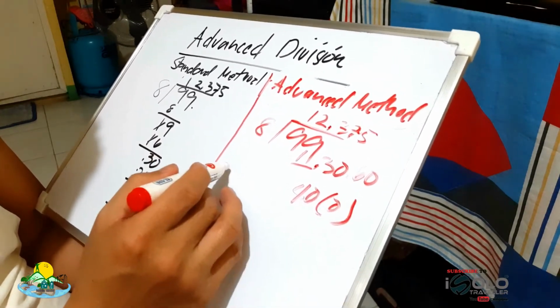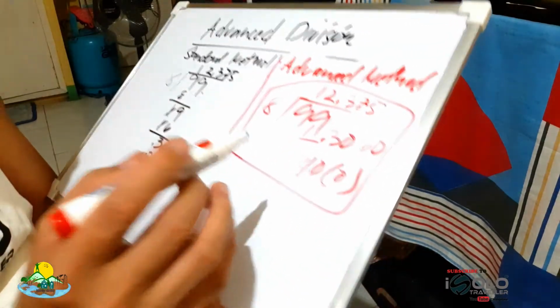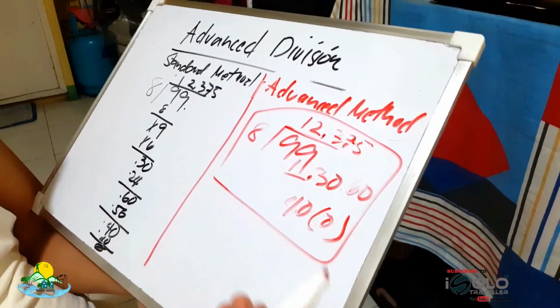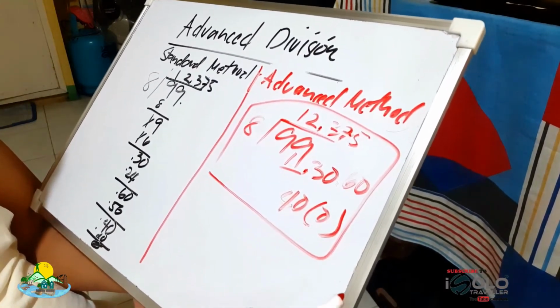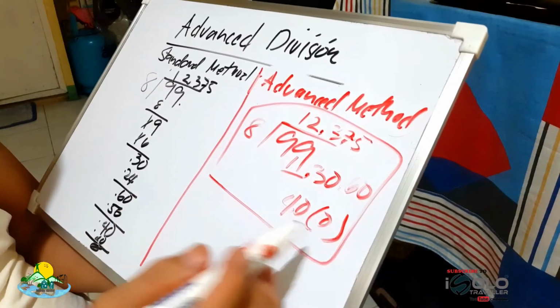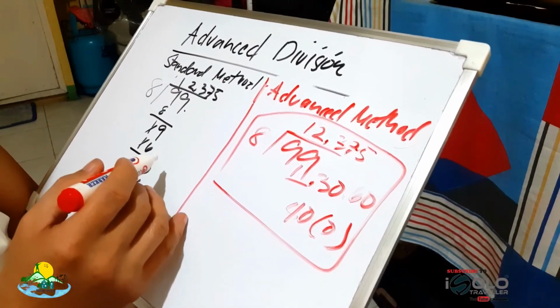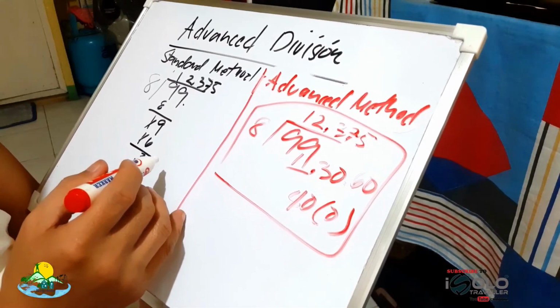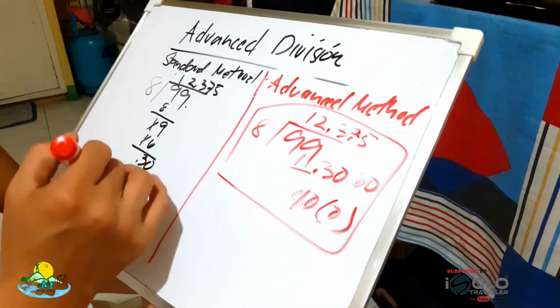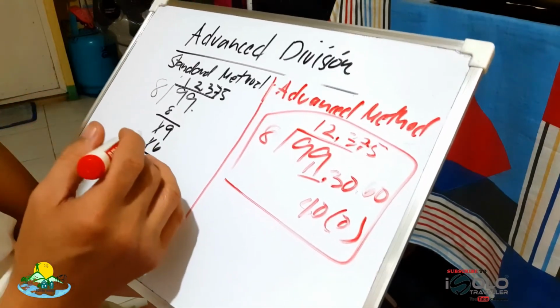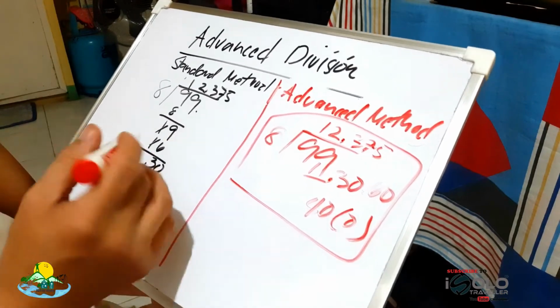So this is your answer. This is much easier than the standard method of dividing numbers, because that is very time consuming and eats a lot of space and it's confusing.